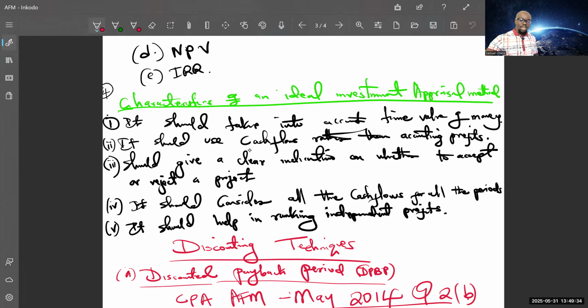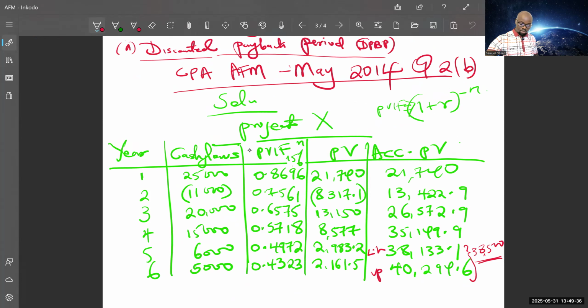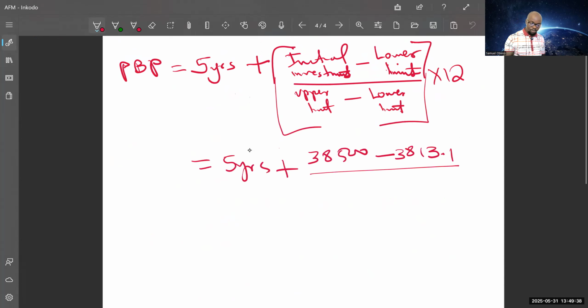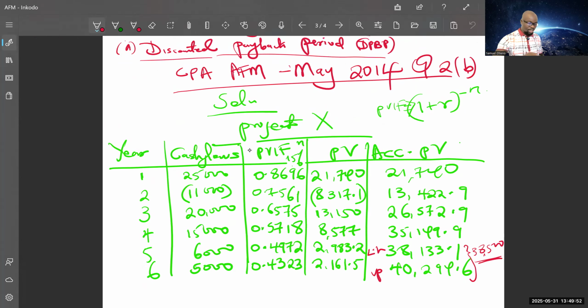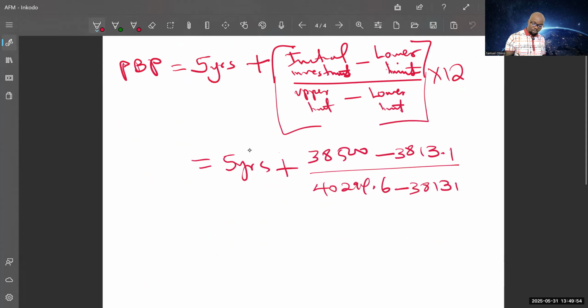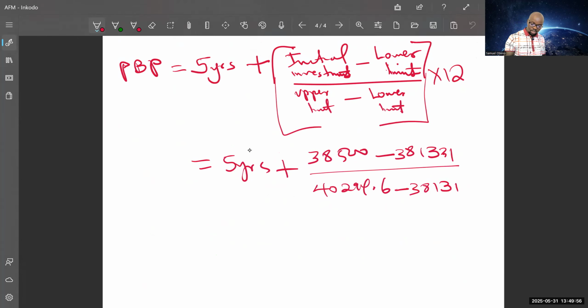Let me refer to the upper limit. Upper limit, we got 40,294.6. We deduct again the lower limit, 38,133.1. Then we close this bracket like that.